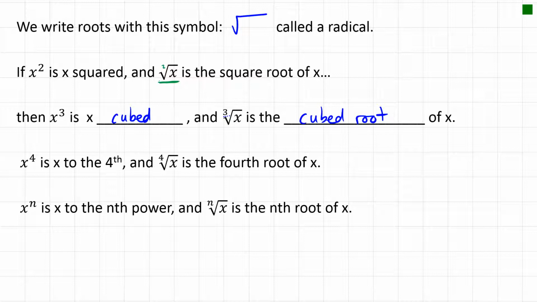x to the power of 4 we say is x to the 4th, and for every other power past that, we'd say x to the 5th or x to the 17th or x to the nth. And it's following a similar pattern with roots. So we just call this the 4th root of x, or for any other root, we would call it the nth root. So the 27th root or the 31st root of some number or some variable.